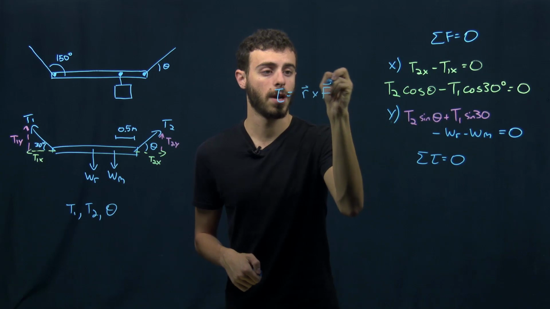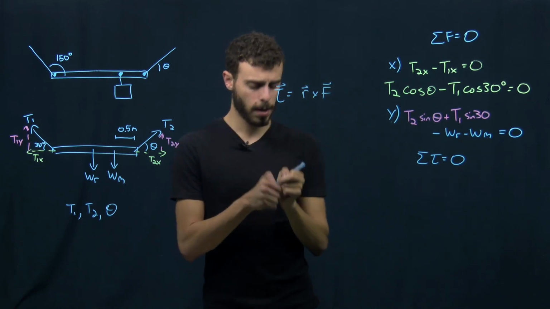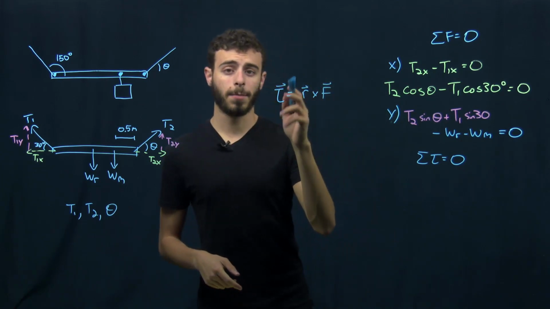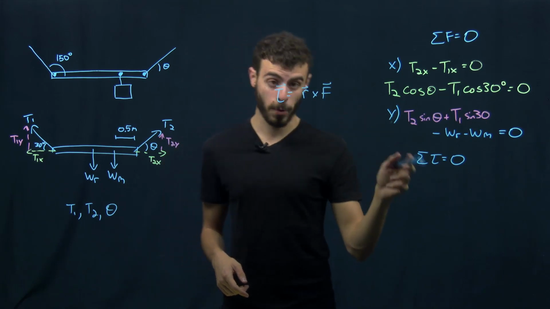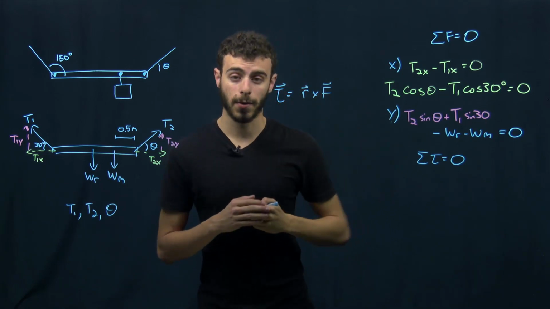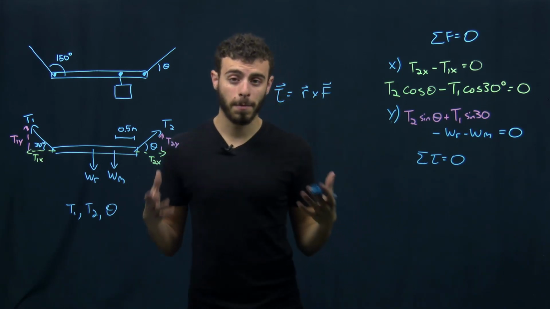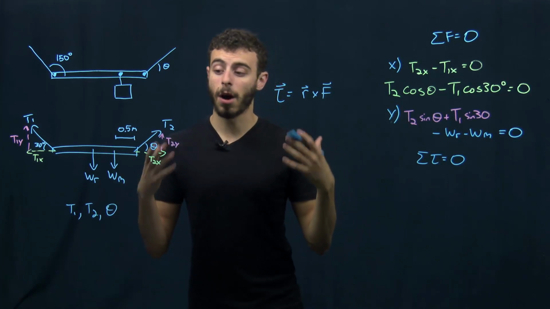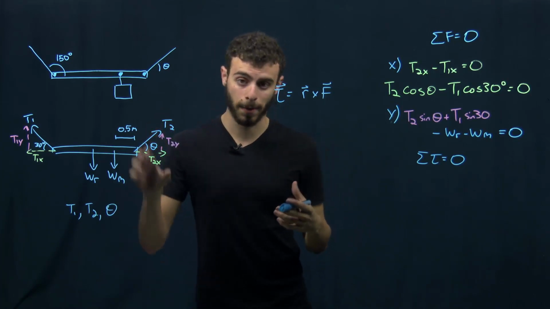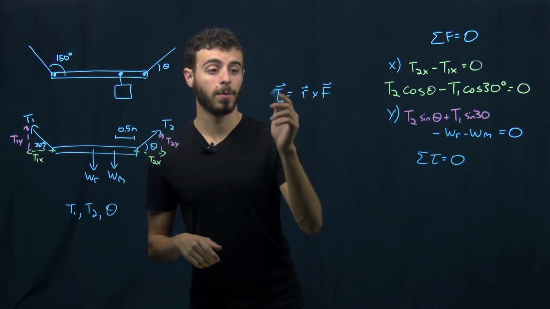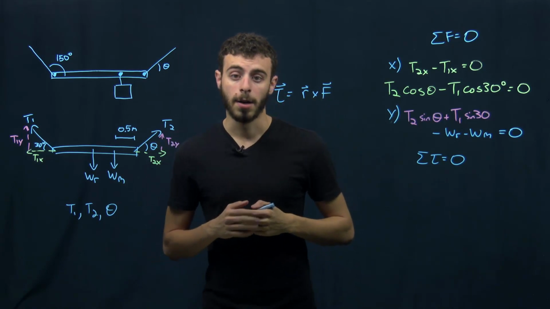So this is just in general. Torque is defined in this way, and our R vector is going to point from the pivot point we choose to the application of the force. So whichever pivot point we choose, if it is directly on top of a force, that given force will not give us any torque. So let's see that here.